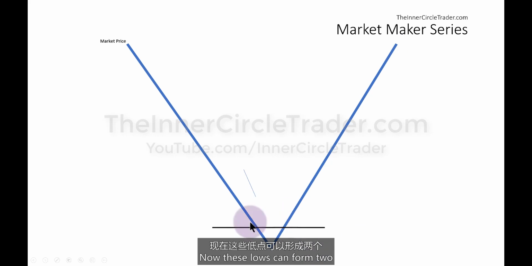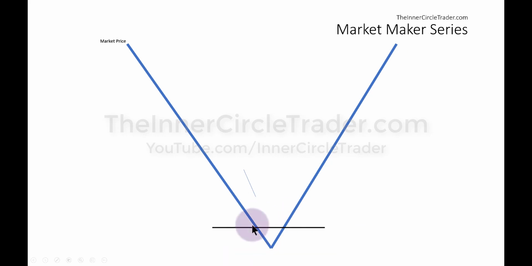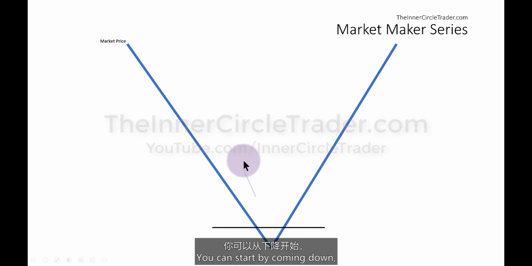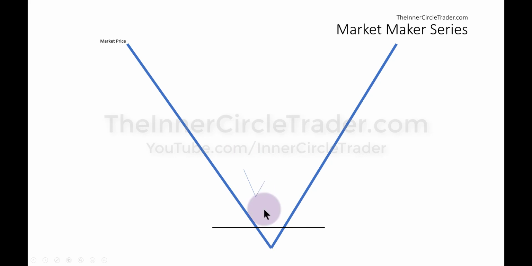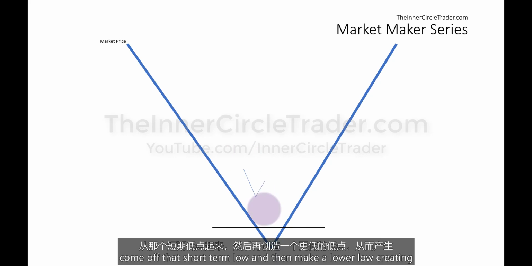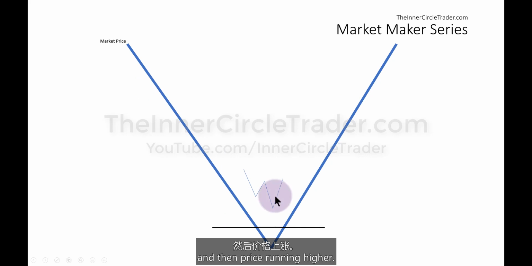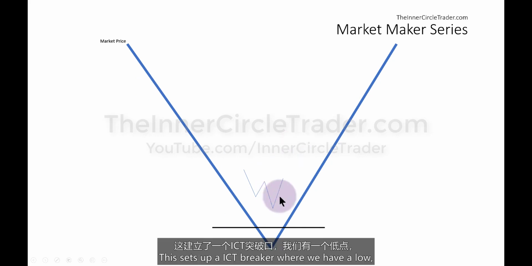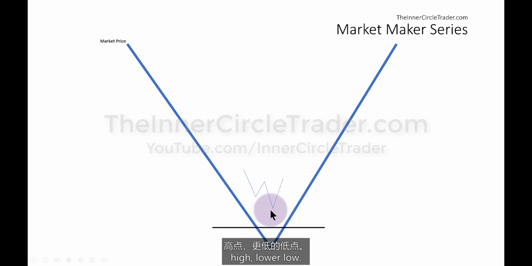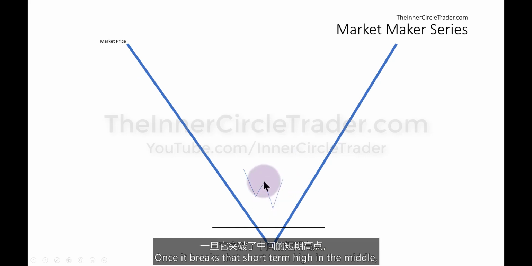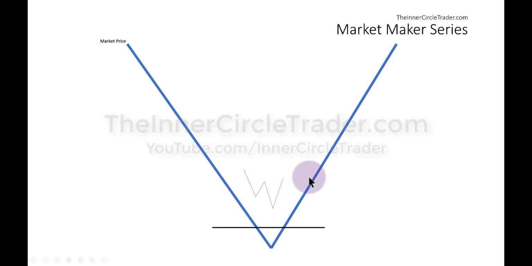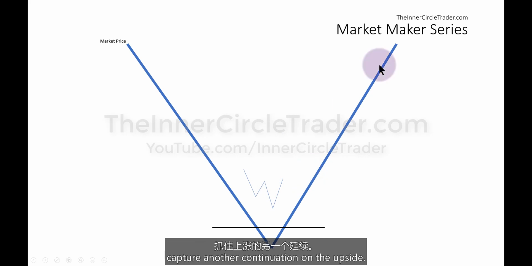Now these lows can form two different ways. You can start by coming down, come off that short-term low, and then make a lower low, creating the ultimate low in this price swing here, and then price running higher. This sets up an ICT breaker where we have a low, high, lower low. Once it breaks that short-term high in the middle, if it trades back down into that, we could be a buyer somewhere over here to capture another continuation on the upside.